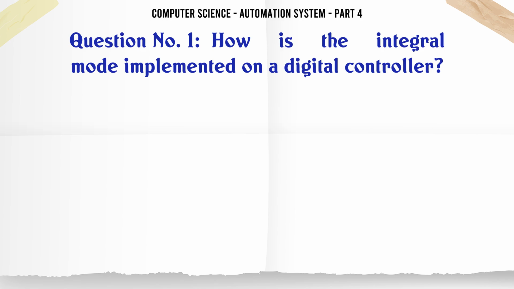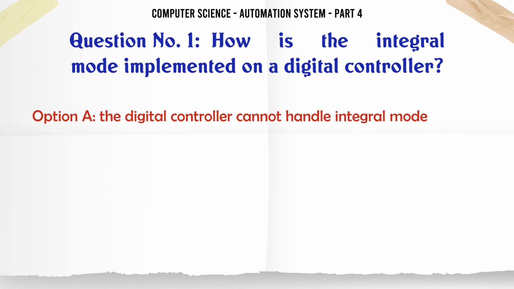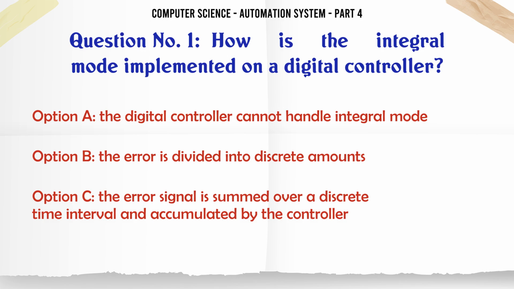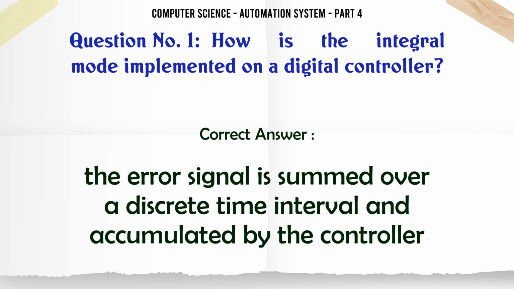How is the integral mode implemented on a digital controller? A. The digital controller cannot handle integral mode. B. The error is divided into discrete amounts. C. The error signal is summed over a discrete time interval and accumulated by the controller. D. All of the above. The correct answer is the error signal is summed over a discrete time interval and accumulated by the controller.